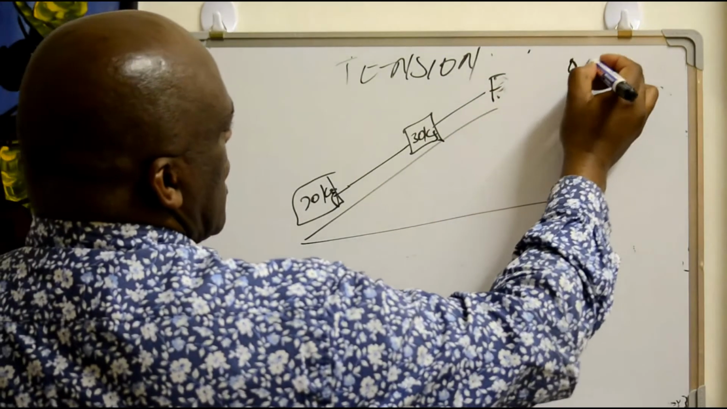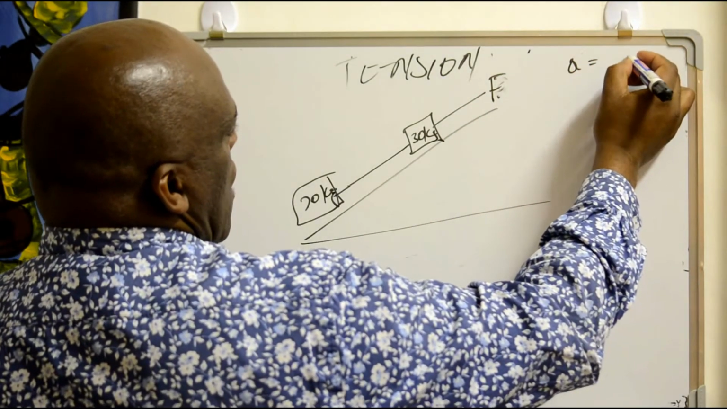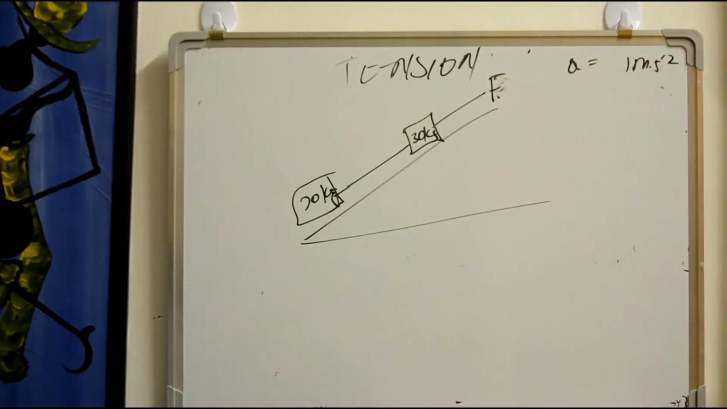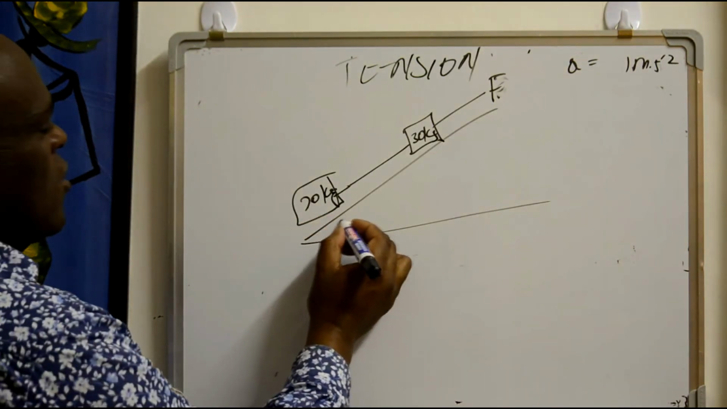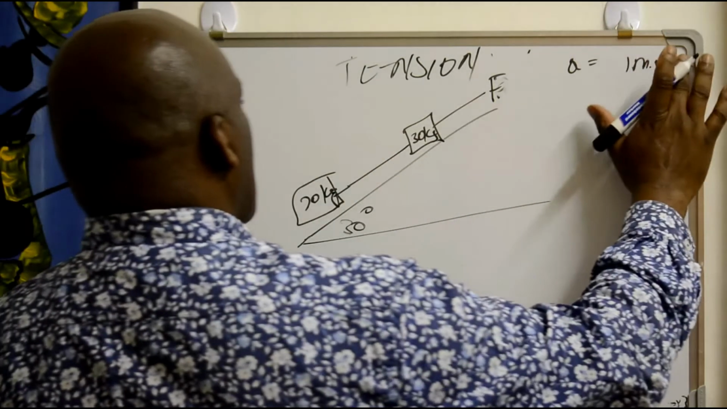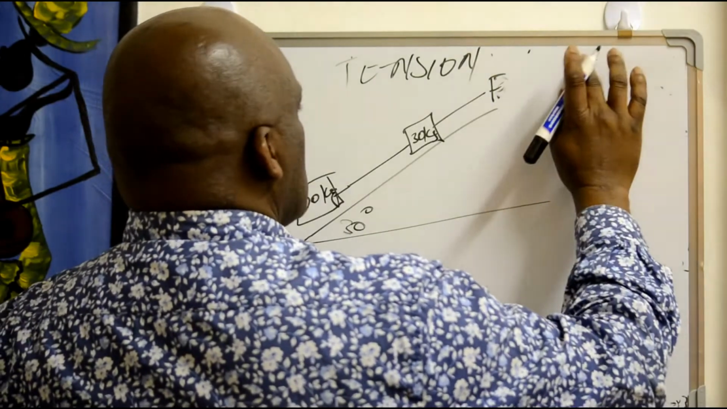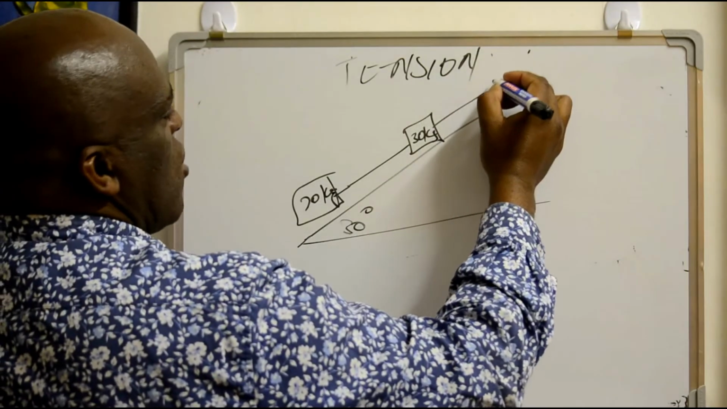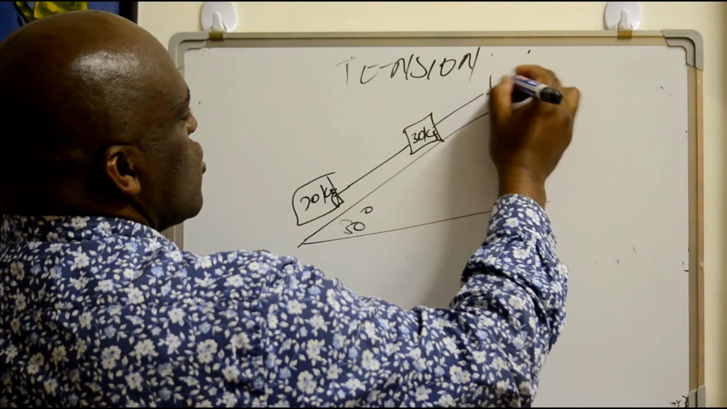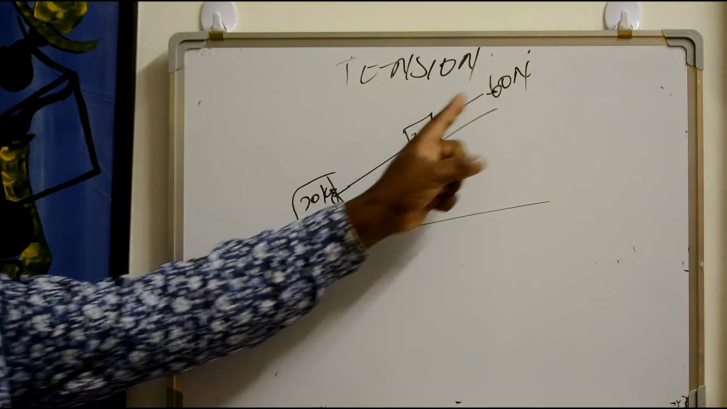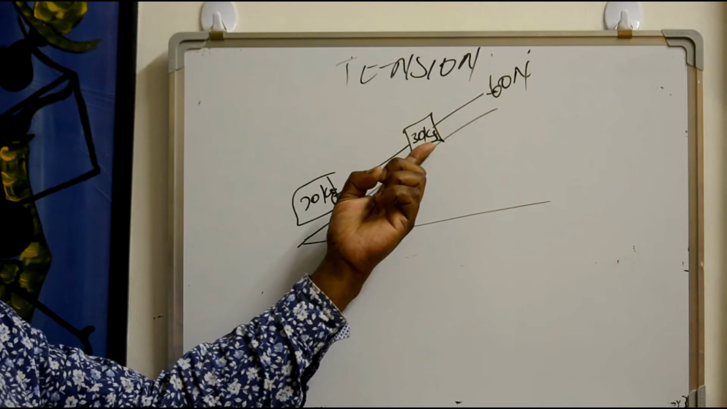Let's say acceleration again, maybe it's 1 meter per second squared. Let's say your angle is 30 degrees, but not always 30 degrees. Now they can ask you, let's say the acceleration is an unknown. They give you this force, let's say it's 60 Newton. That's the force they are applying on the box of 30 kg.